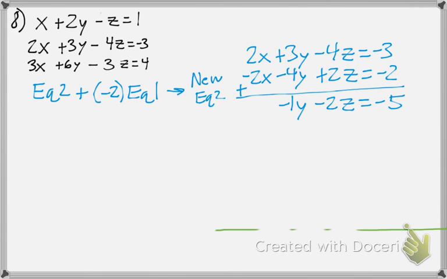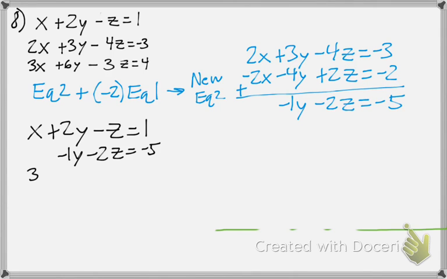So all of my other equations are going to stay the same, except for equation 2. And that's going to become 3x plus 6y minus 3z is equal to 4. So third equation stays the same, first equation stays the same, second equation is the one that we want to update. So then if I take equation 3 plus negative 3 times equation 1, this is going to be my new equation 3.